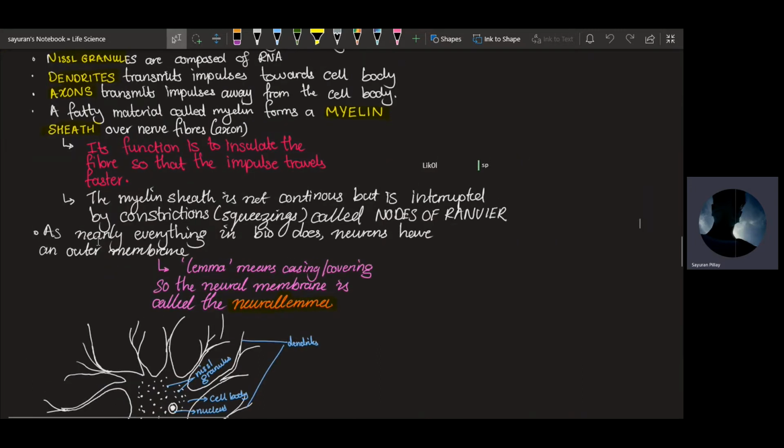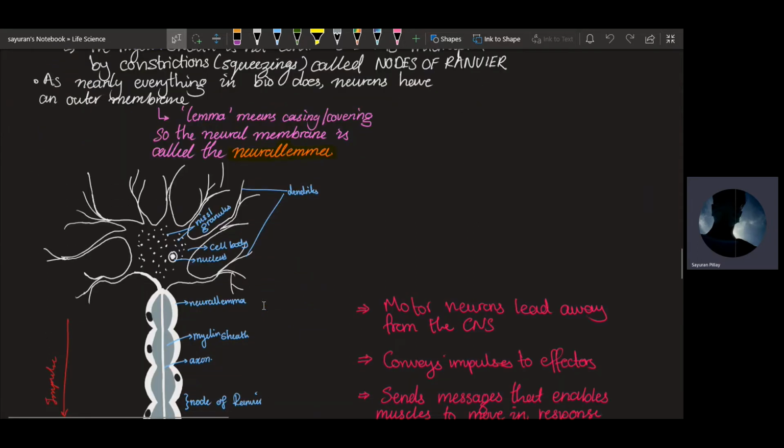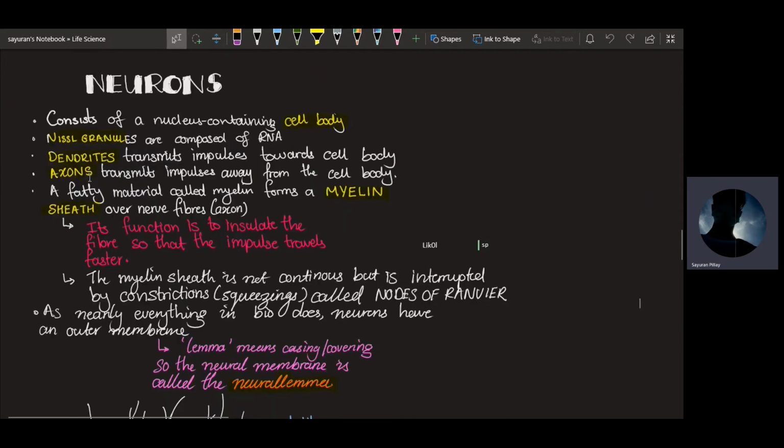The curriculum. Now, everything in biology, neurons have an outer membrane. You know the outer membrane of your muscles is called the sarcolemma, right? The outer membrane of the neuron is called the neurolemma. Lemma just means a casing or covering in Latin. So a neural membrane is just known as a neurolemma. That's the basic structure of any neuron.